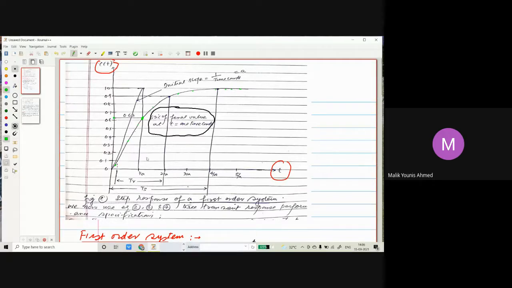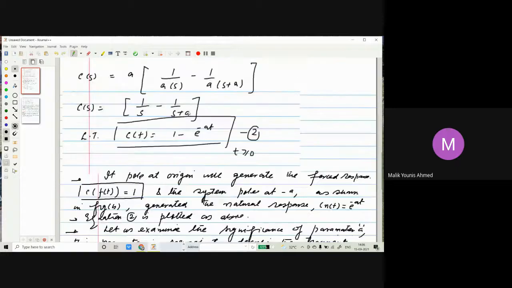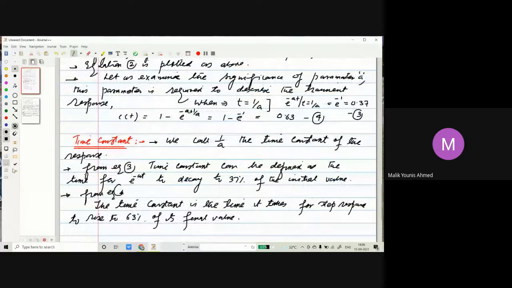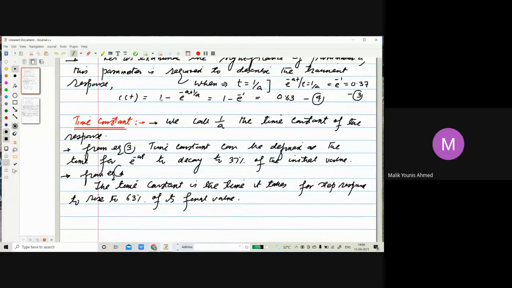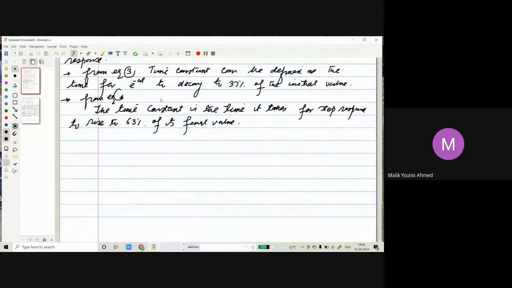This is the 63% at time constant 1. T is equivalent to 1 by A. So it has to be very clear. Time constant we can define in two ways for a standard charging equation. One is the time for e raised to the power minus at to decay to 37% of the initial value. The other is the time taken by the response to rise to 63% of the final value. So the reciprocal of time constant has the units of 1 by second.